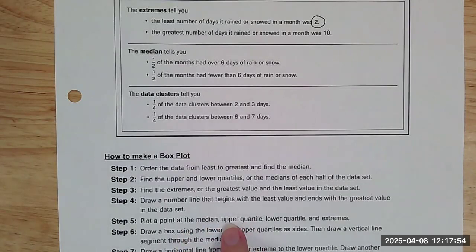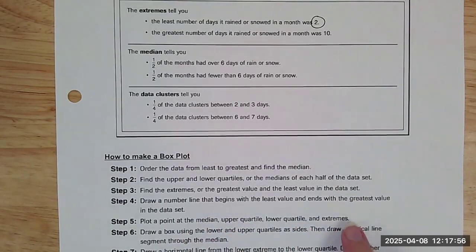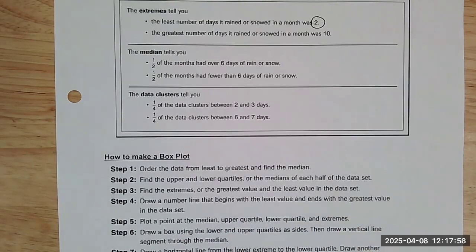And you'd put a point at the upper quartile, the lower quartile, and your extremes. And you're going to draw a box around the lower quartile and the upper quartile as the sides of the box. And then you'll put your whiskers on the edges. And finally, you'll draw a horizontal line. I kind of already said the horizontal line part, but that'll go through your median on the data. Okay.